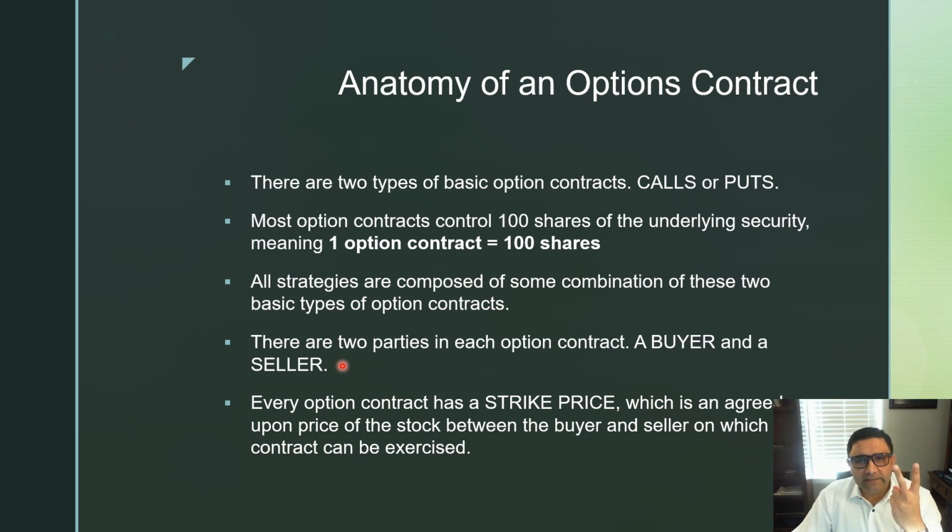There are two parties in each options contract. One is a buyer and the other one is a seller. And every option contract has a strike price. This is an agreed upon price of the stock that both the buyer and the seller agree to when the option contract is initiated. This is the price at which the options contract can ultimately be exercised if the buyer chooses to do so. And we'll talk more about exercising in the later slides.